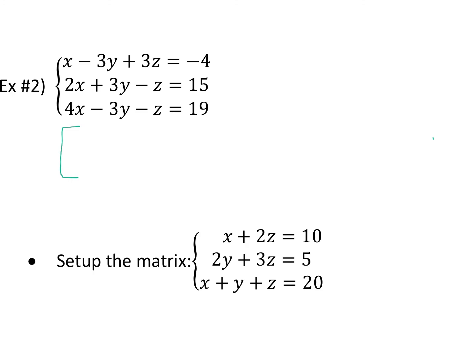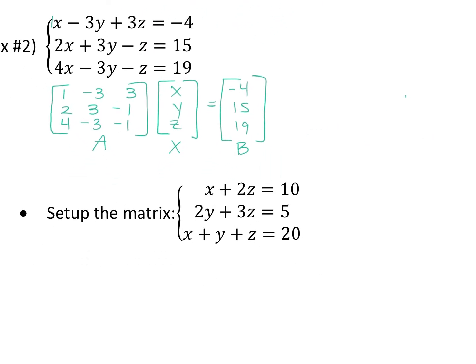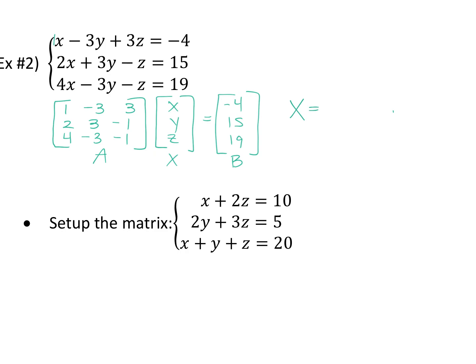So your coefficient is going to be 1, -3, 3, 2, 3, -1, 4, -3, -1. Okay, your variable matrix is x, y, and z. And your constant matrix is -4, 15, and 19. Okay, so think of this as your A, your X, and your B still. We are still doing, to solve for X here, X is going to equal the inverse of A times B.